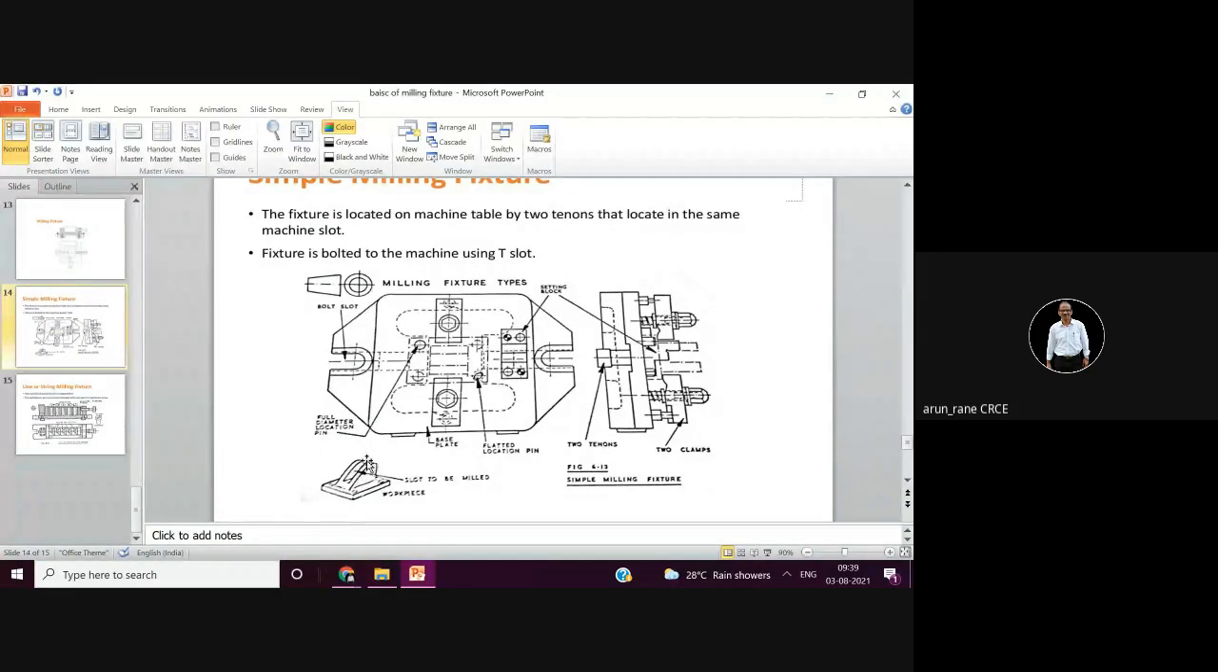In which this slot machining has to be done. So now here there are two things. First thing is the location of the milling fixture on the machine, and the location of the workpiece on the fixture. The location of the milling fixture is done with the help of the tenons, and the location of the workpiece can be done by using the procedure which we have seen in the drilling jig.